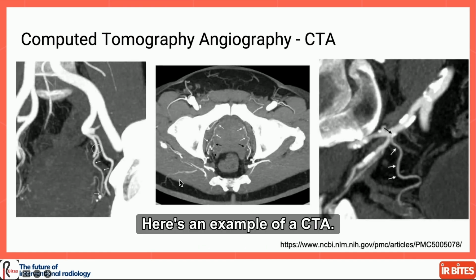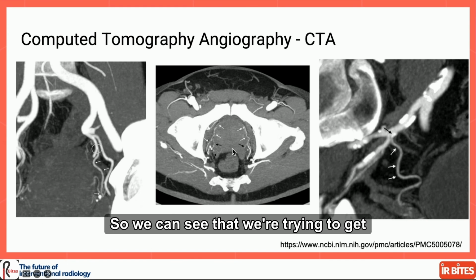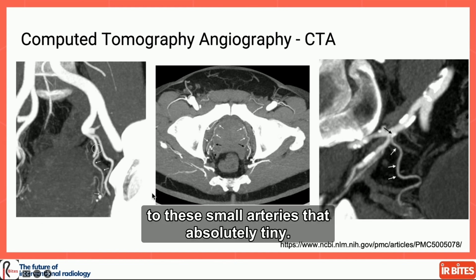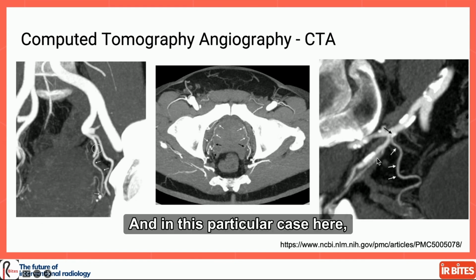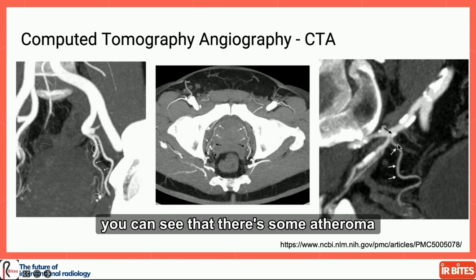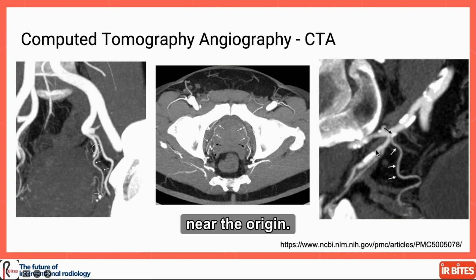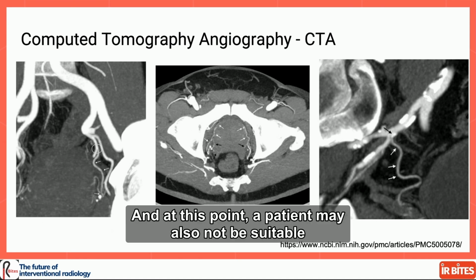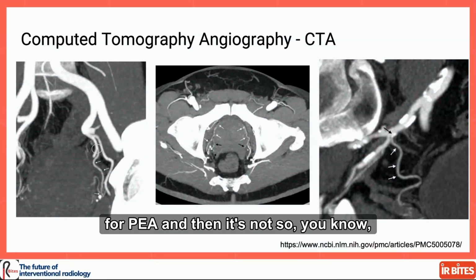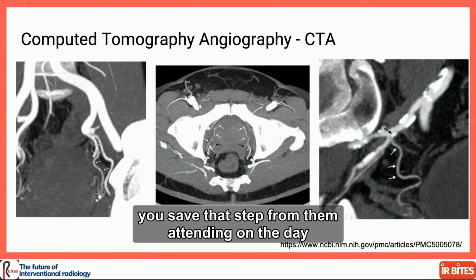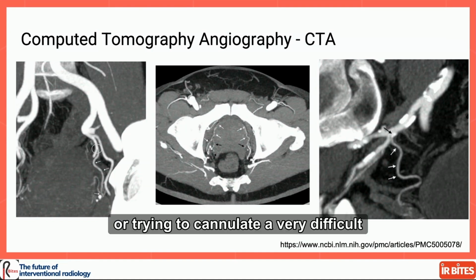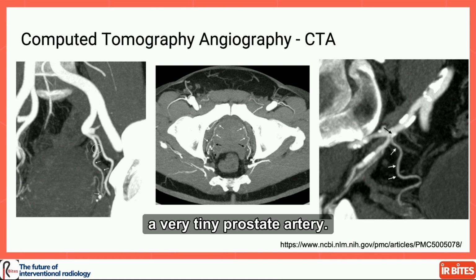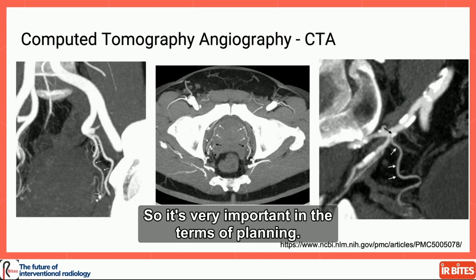Here's an example of a CTA. We can see that we're trying to get to these small arteries that are absolutely tiny. In this particular case, you can see that there's some atheroma near the origin. Again, it's something that is very useful for planning. At this point, a patient may also not be suitable for PAE, and so you save them from attending on the day, or from trying to get access to a very tiny prostate artery. So it's very important in terms of planning.